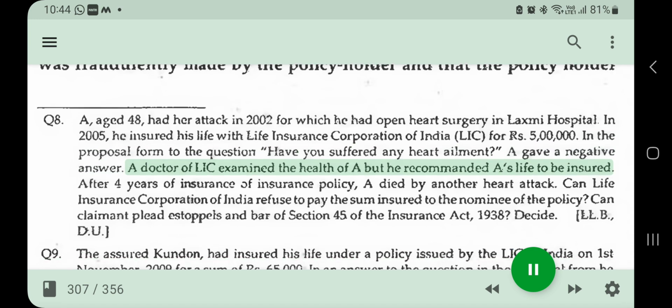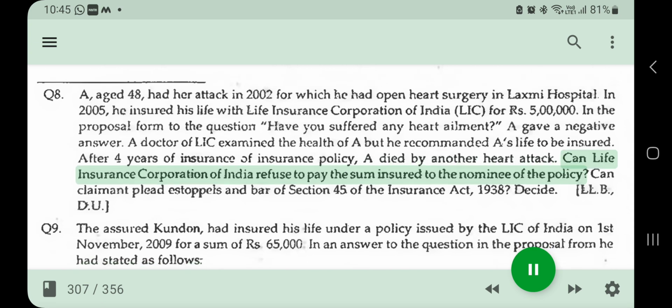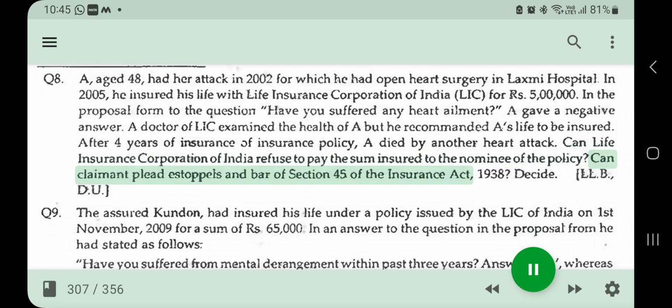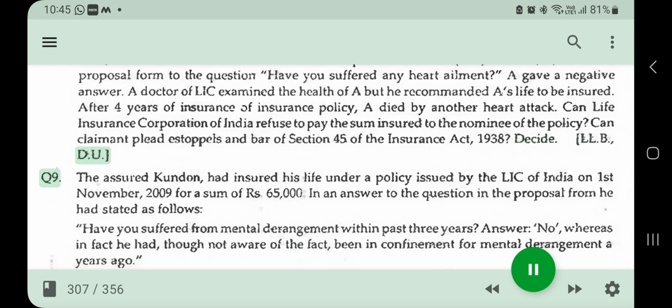A doctor of LIC examined his health, and recommended his life to be insured. After 4 years of the insurance policy, A died of another heart attack. Can Life Insurance Corporation of India refuse to pay the sum insured to the nominee of the policy? Can the claimant plead estoppel and bar of Section 45 of the Insurance Act, 1938? Decide.